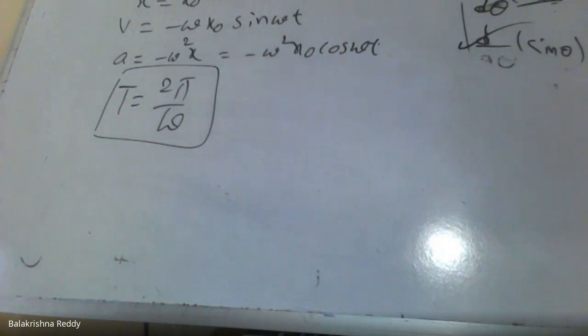The time period of simple harmonic motion depends only on omega, which is angular frequency or angular velocity, and it does not depend on the amplitude as well as phase.